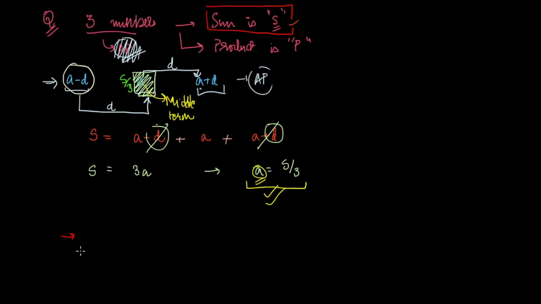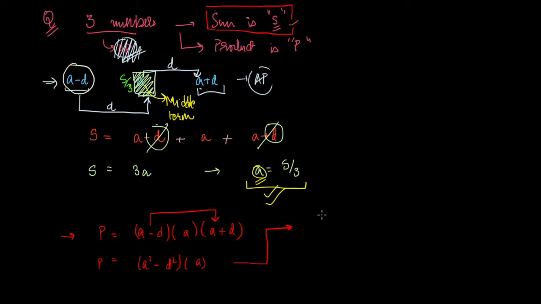What about the criteria for the product? So we know that P is the product of the three numbers, and if the three numbers are A minus D, A, and A plus D, then that should be P, right? So this is what the problem statement states. Now we can employ a nice looking formula, which is A minus D times A plus D, and that gives us A square minus D square, and times A is P. Now what we can do is we can say, okay, so this can give us P by A equals A square minus D square, and this gives us D square equals A square minus P by A.